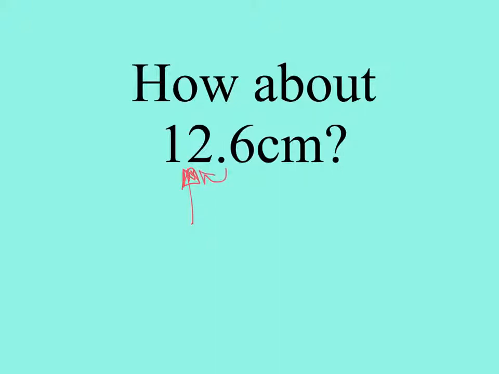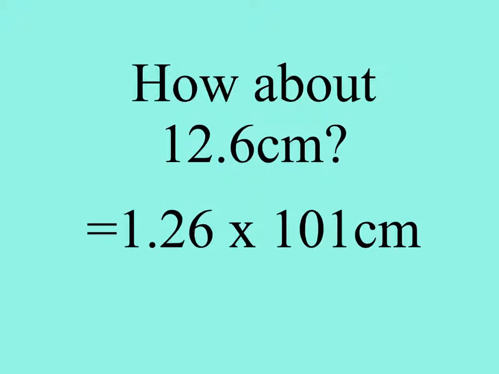Just like that. If we only have to move it 1 place and this number is bigger than 1, then it's going to be a positive exponent. So therefore, we get 1.26 times 10 to the 1 centimeters. Whoops, let me fix that. There, I fixed it. How does that look? Perfect. 1.26 times 10 to the 1 centimeters is the same thing as 12.6 centimeters.